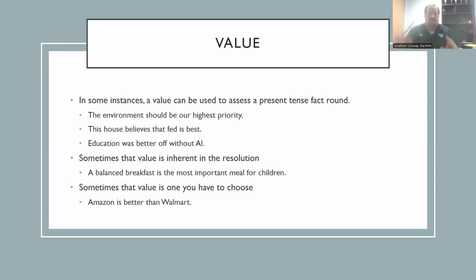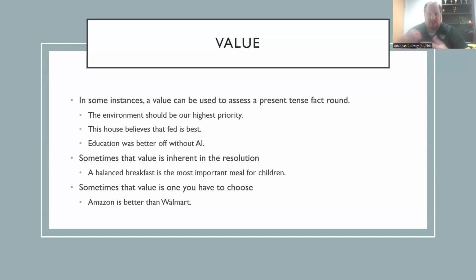When you're talking about a value weighing mechanism for a fact round, which is permitted, right? You're looking at situations like this. The environment should be our highest priority. That is a true false statement. It could be taken as a future because you could use like, oh, prioritizing the environment does these positive things, right? But this might also be a debate about how this is more of a concern right now. And you might have a value of quality of life as your weighing mechanism.